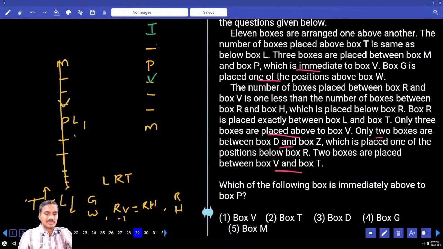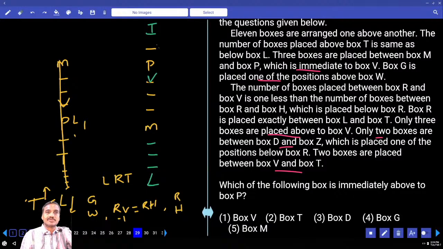Clear? 2 boxes. And next one. Number of boxes above T equals to below L, he said. But there are 1, 2, 3, 4, 5, 6, 7, 8, 9, 10, 11. L must be here, right? And T is above, L is below. And next one, R is exactly between L and T, he said.